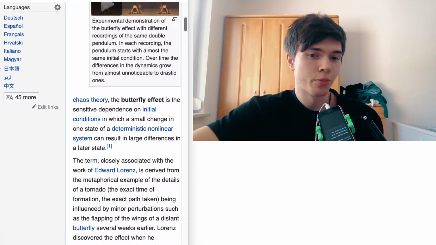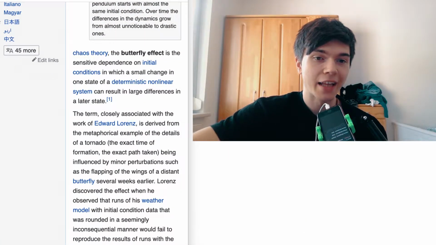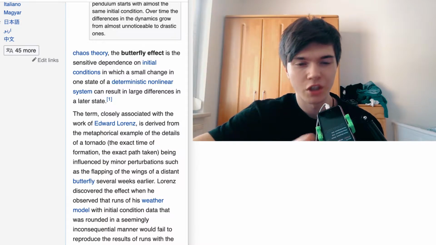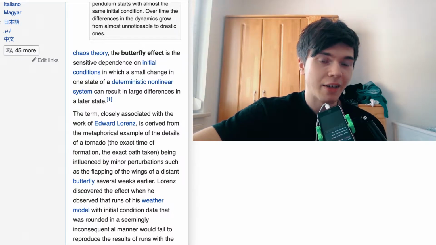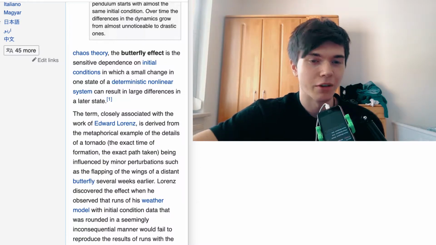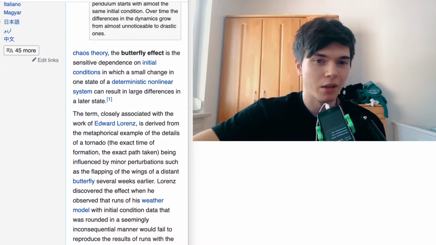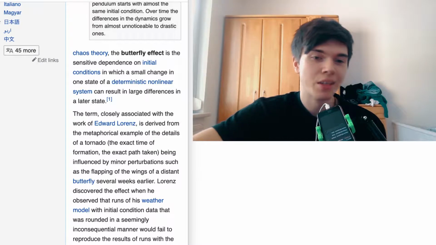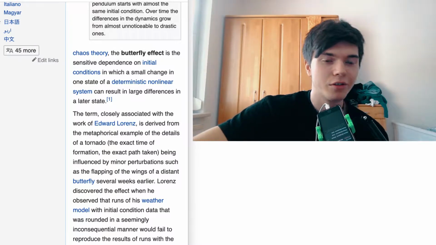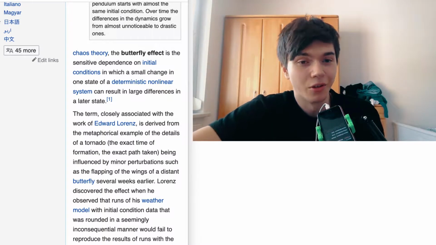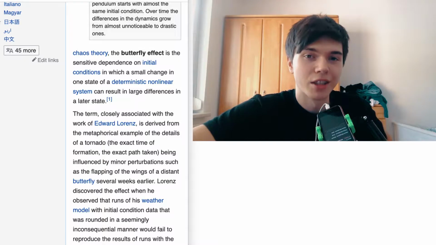So the term is closely associated with the work of Edward Lorenz, and that's actually also a film. I don't know if Edward Lorenz was a physicist or a mathematician or something, but there's also a movie, and it is a pretty bad one as far as I have seen. At least on Rotten Tomatoes, the rating is really bad. I haven't had a look at it, but I assume the storyline somehow includes the butterfly effect.